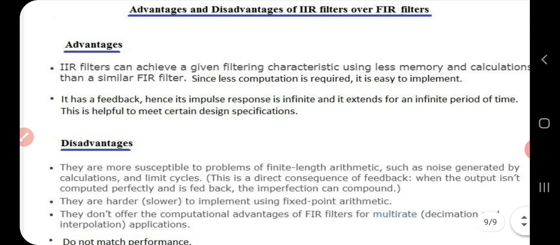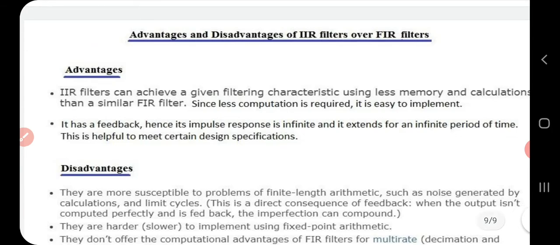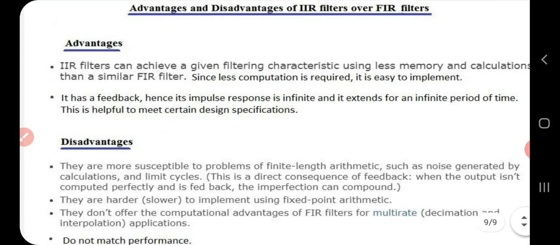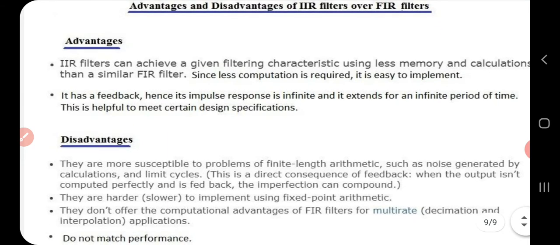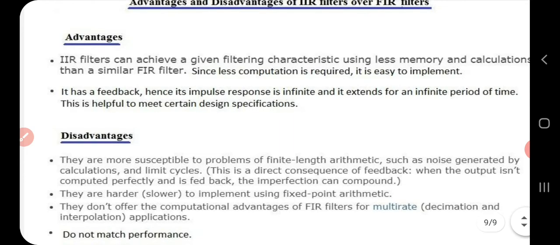Now the last topic, advantages and disadvantages of IIR filters over FIR filters. What is the full form of FIR? Finite impulse response, whereas IIR is infinite impulse response. Okay, now an IIR filter can achieve given filtering characteristics using less memory and calculation than FIR, which I have already mentioned in the last class. Since less computation is required, it is easy to implement.